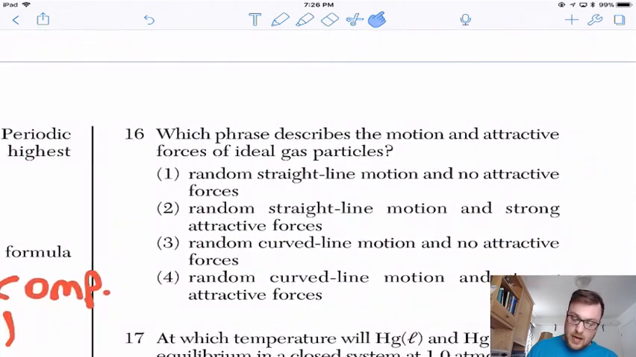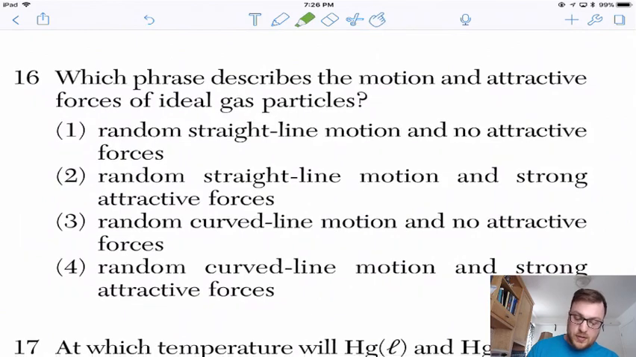16. Ideal gas particles. By now, you probably have in your head that ideal gases are most likely to behave ideally at high temperatures and low pressures. This is the kinetic molecular theory, going way back to first quarter, maybe even as far back as September, where we learned all those rules about gas molecules.